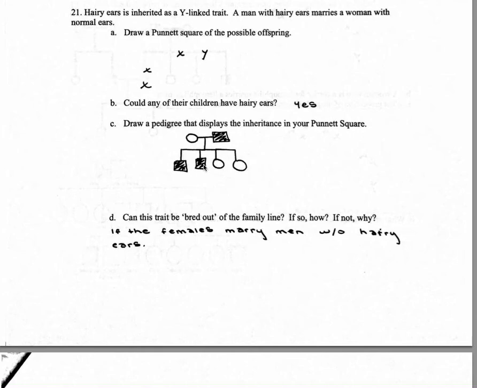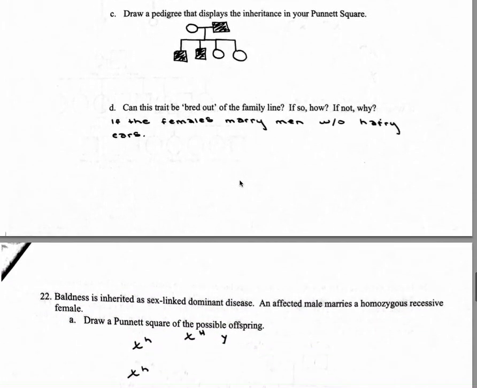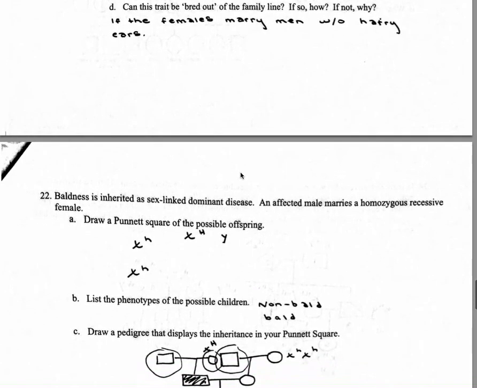Well, the only way to ensure that this is lost, the hairy ears, is for the daughters to marry normal men and then have sons and daughters, etc. Because if these guys have kids, if they have sons, the trait will continue on. So the only way for them not to have hairy-eared kids and for it to be bred out is for them only to have daughters, and there's no way to guarantee that. So these girls, if they have kids with a normal husband, will not have hairy-eared children.